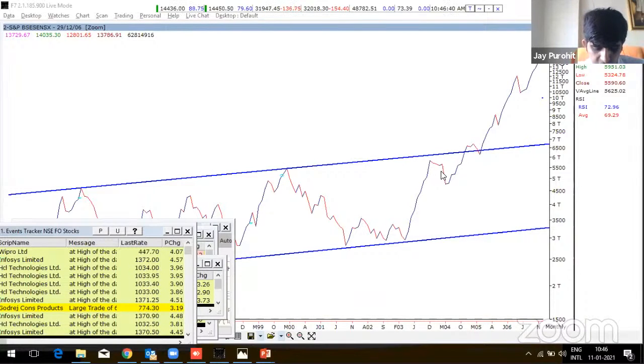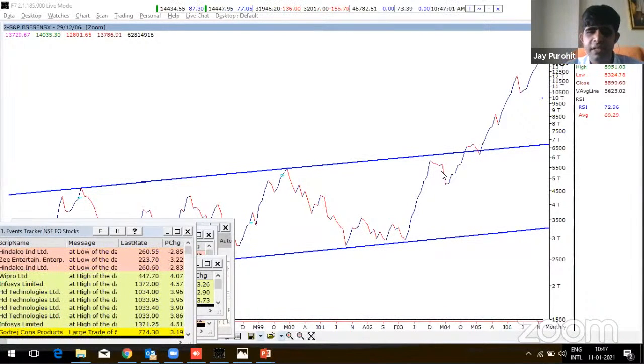Jubilant Food OI is up by around 7%. Tata Consumer OI is up by around 6%. Tata Motors 6%. SRF 6%. So when you look at the OI data, always consider the open interest which is more than 7-8%. If the OI is up by around 3-4%, then don't give weightage to it. In intraday I'm talking about.